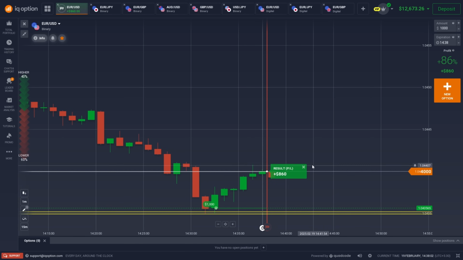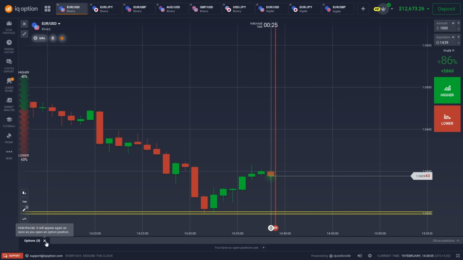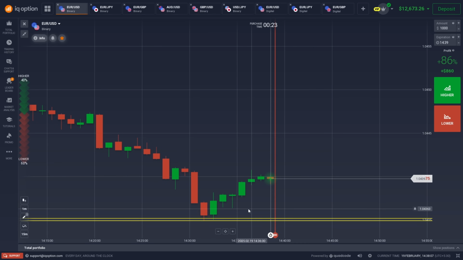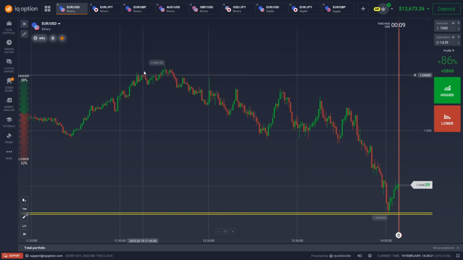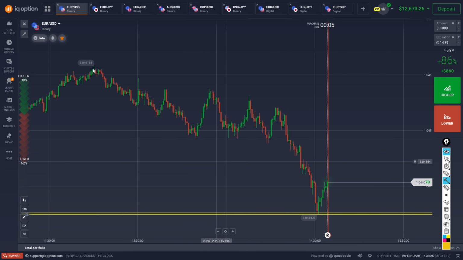We have booked our profit. Let's understand why I place this trade step by step. So first of all, you have to analyze the chart by zooming out. What I saw here is that market is moving downtrend.